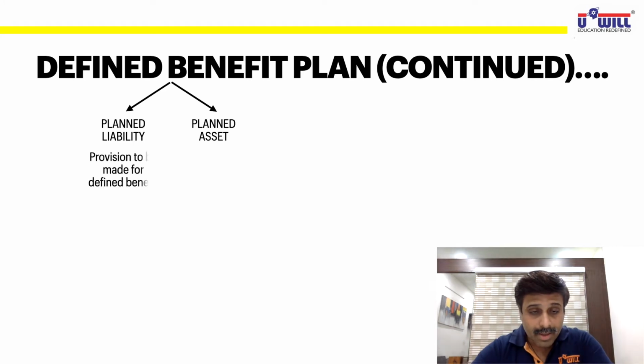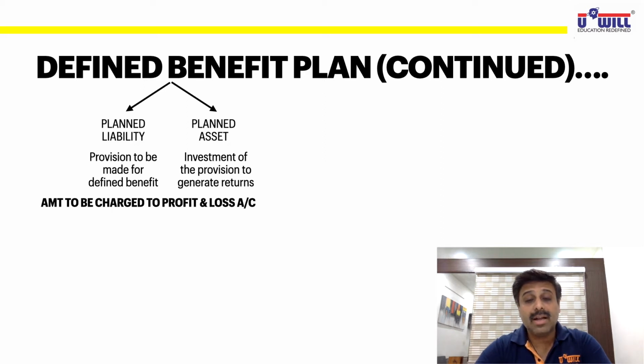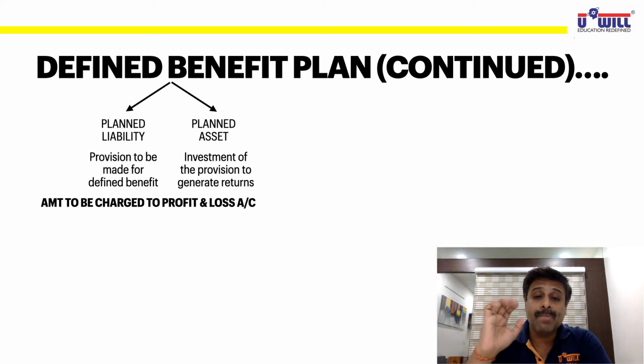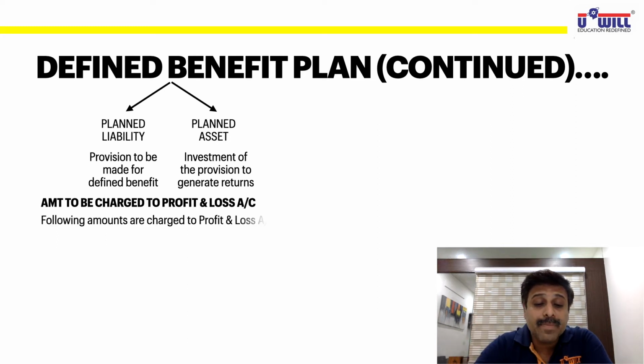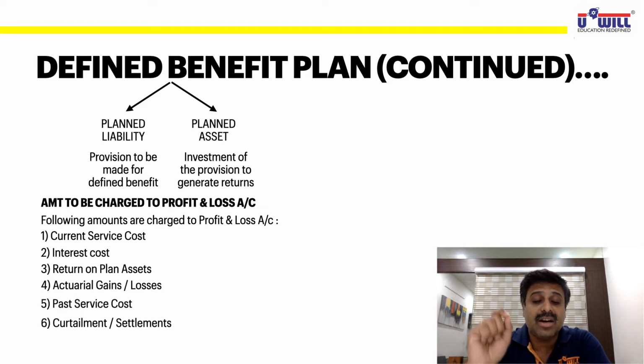Now, provision is to be made for defined benefit and debited to the P&L account. And investment of this provision is to be made to generate returns in future. The amount to be charged to the P&L account will include so many things in a defined benefit plan. As I said to you, accounting is very complicated. Six things are to be charged to the P&L account. Which six things? Following amounts are to be charged to the P&L account: current service cost, interest cost, return on plan assets, actuarial gains or losses, past service cost, and curtailments or settlements.